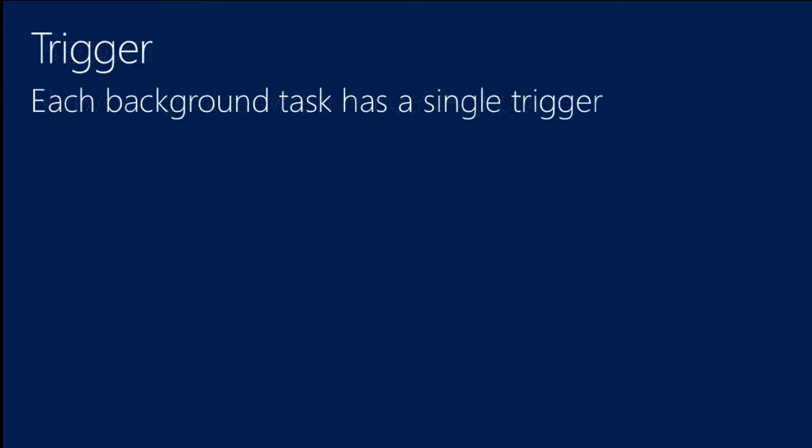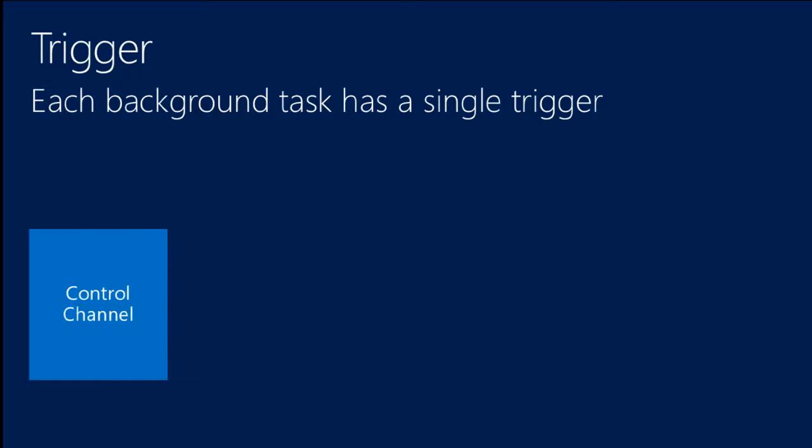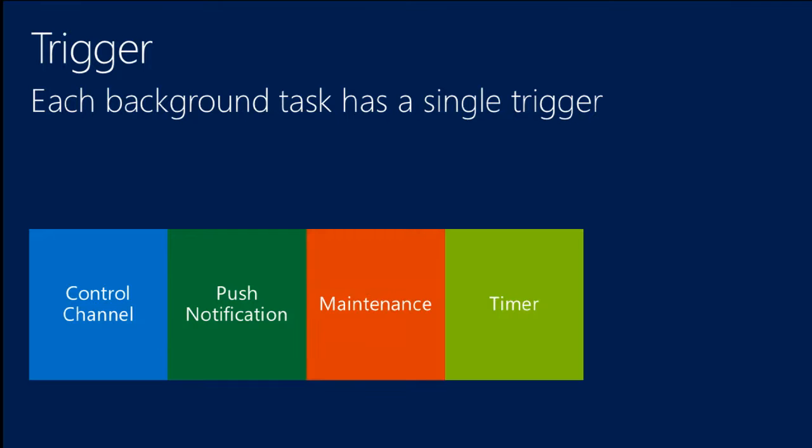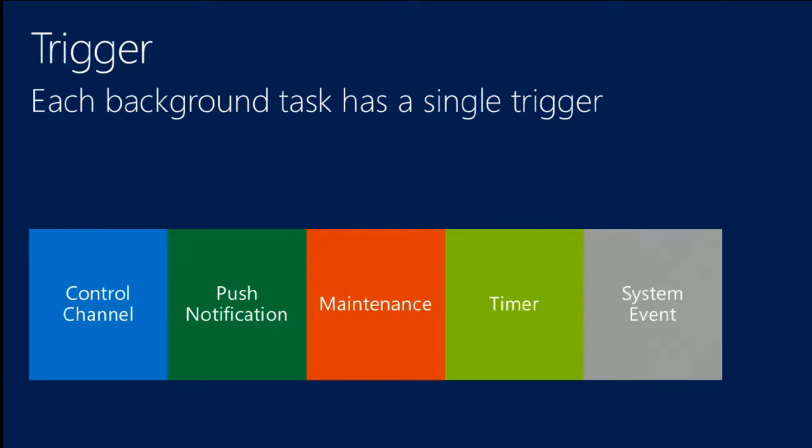Every background task you have will have a single trigger. And there's five of them. And we'll go through these actually in a little bit of detail. But the first one's control channel, and that's kind of for your sockets and your background data connections. Push notification works with the Windows notification service. The maintenance and timer, those are your two periodic triggers that you can schedule at given time intervals. And then the system event, which has a collection of different events that can be fired into the system.